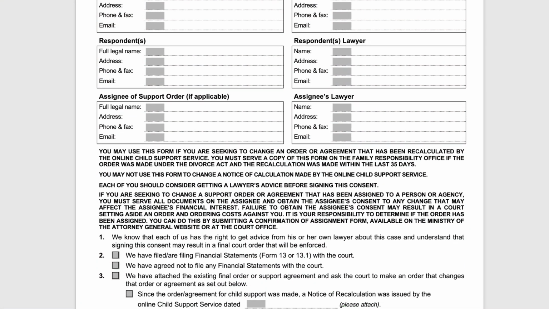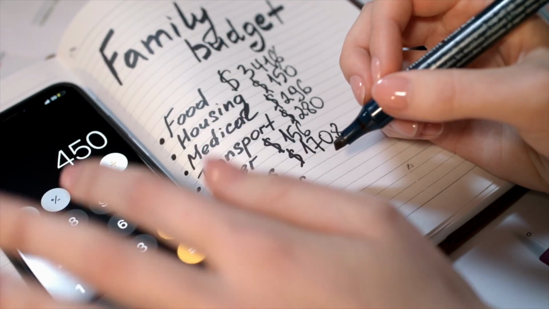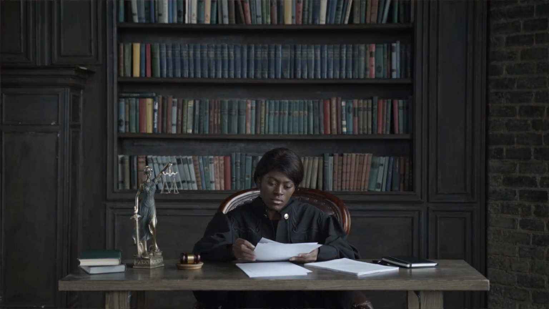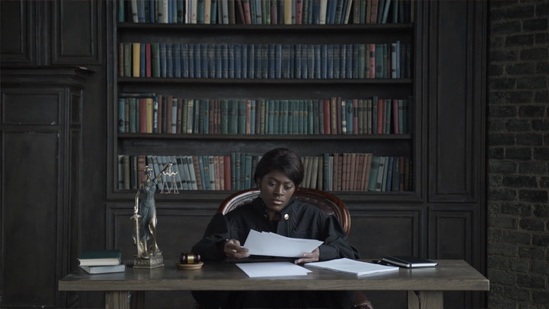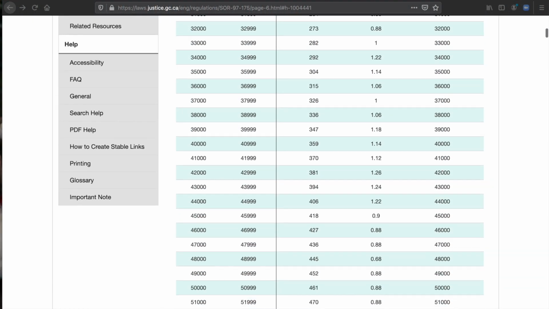If there was a court order, that can still be changed by agreement using a consent motion to change, Form 15C. However, that requires that parents still provide income information to the court so that the court knows that the order is consistent with the child support guidelines. Judges are not receptive when parents try to sneak by child support arrangements that do not provide for the children as required by the child support guidelines.